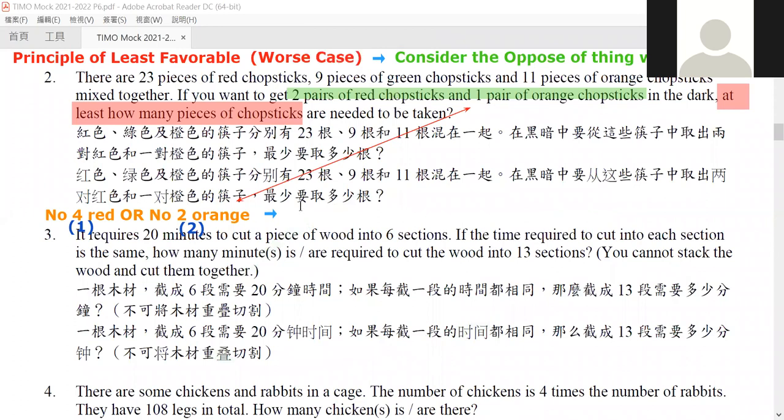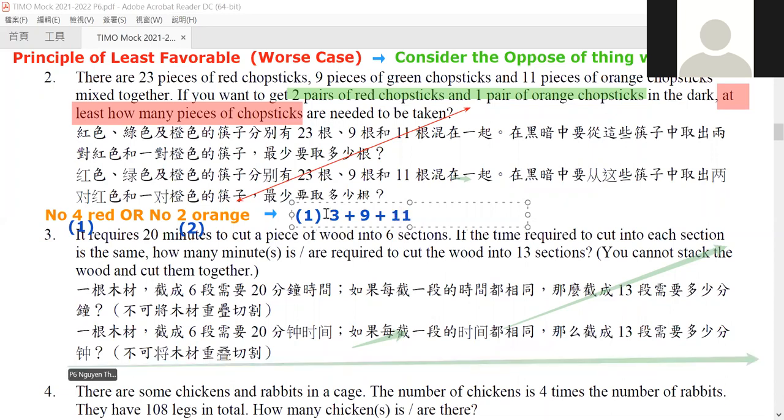Now let's talk about the first case. Because it is no 4 red, it means that the red can have at most 3. But the red has 23, so we have at most 3. So you can get as many green as you want, and as many orange as you want. So it means that it has at most 3 plus 9 plus 11, which equals 23.